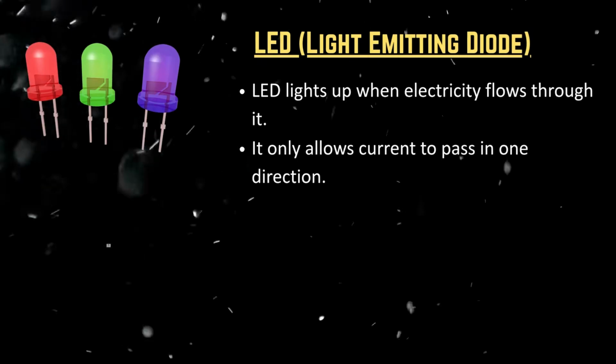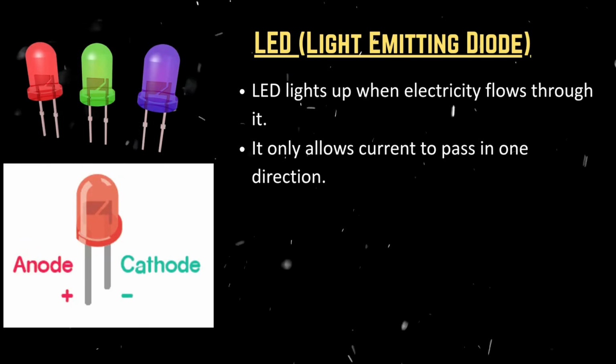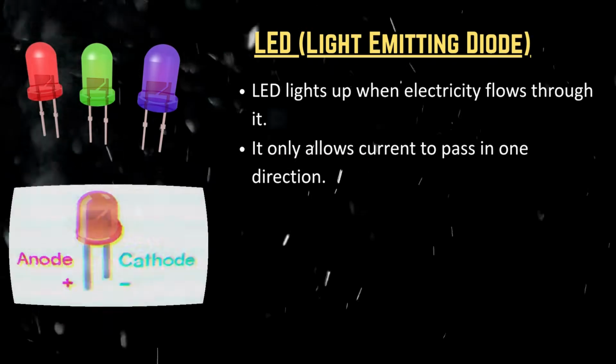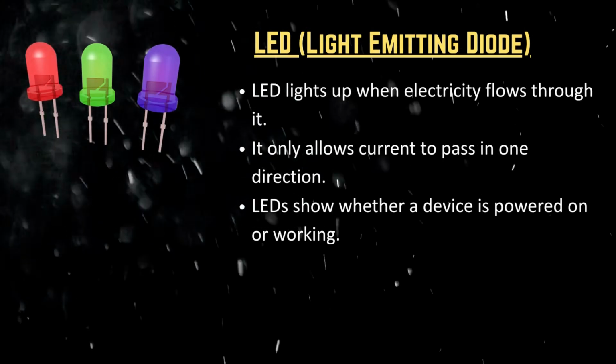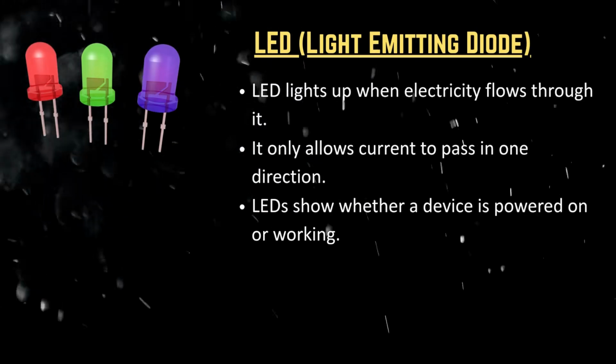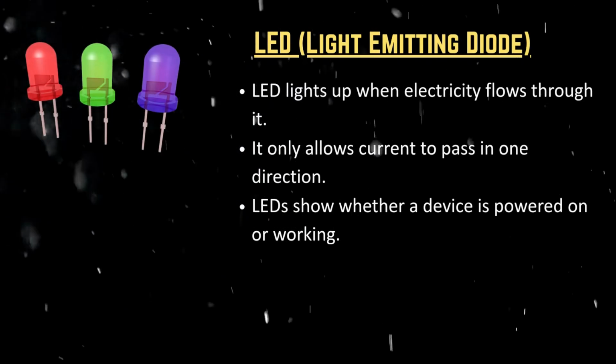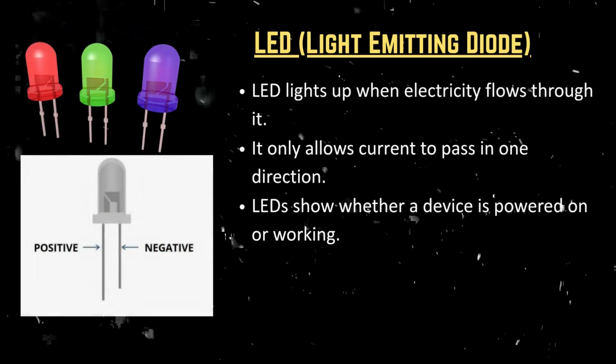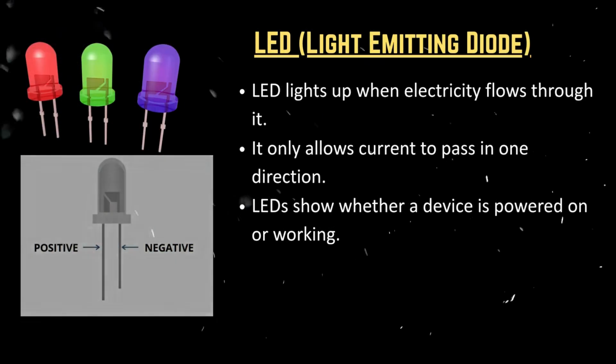In a circuit, the positive leg, longer leg, connects to the positive side of the power supply, and the shorter leg goes to the negative. LEDs are also useful in showing whether a device is powered on or working. Remember, if you connect it the wrong way, it won't light up because it only works in one direction.